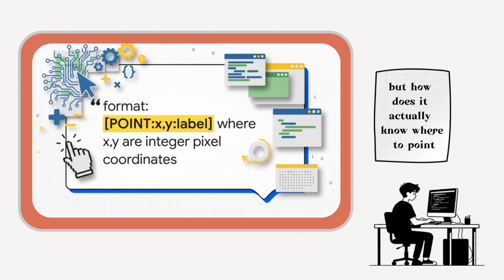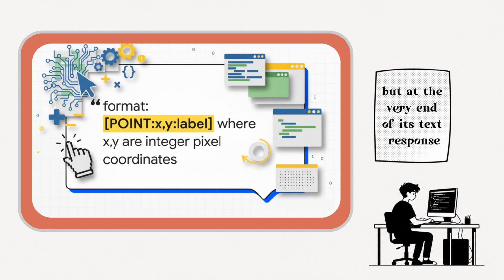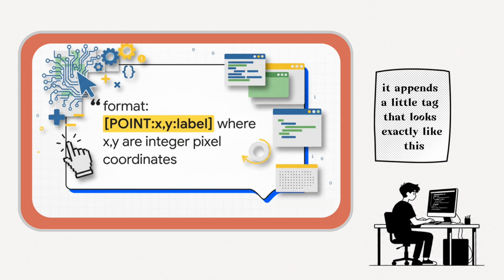But how does it actually know where to point on your screen? The secret sauce here is surprisingly simple. It is literally just a text tag. Claude is instructed via its system prompt to act like a chatty buddy, but at the very end of its text response, it appends a little tag that looks exactly like this: point, X, Y, and a label.